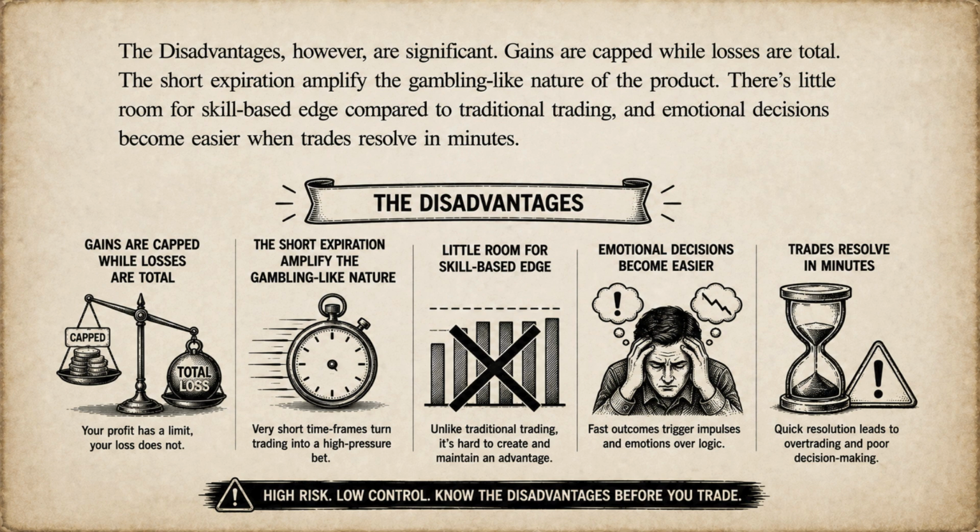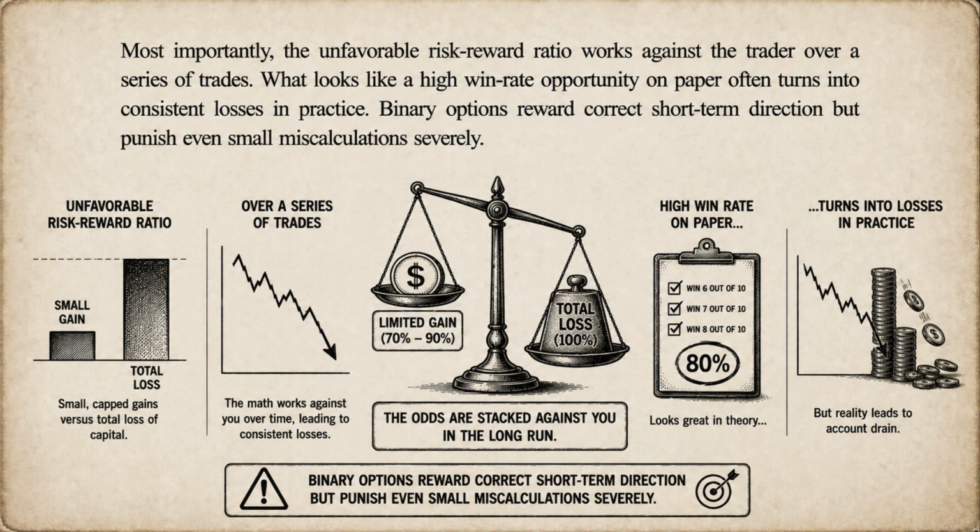The disadvantages, however, are significant. Gains are capped while losses are total. The short expirations amplify the gambling-like nature of the product. There's little room for skill-based edge compared to traditional trading, and emotional decisions become easier when trades resolve in minutes. Most importantly, the unfavorable risk-reward ratio works against the trader over a series of trades. What looks like a high win rate opportunity on paper often turns into consistent losses in practice. Binary options reward correct short-term direction but punish even small miscalculations severely.